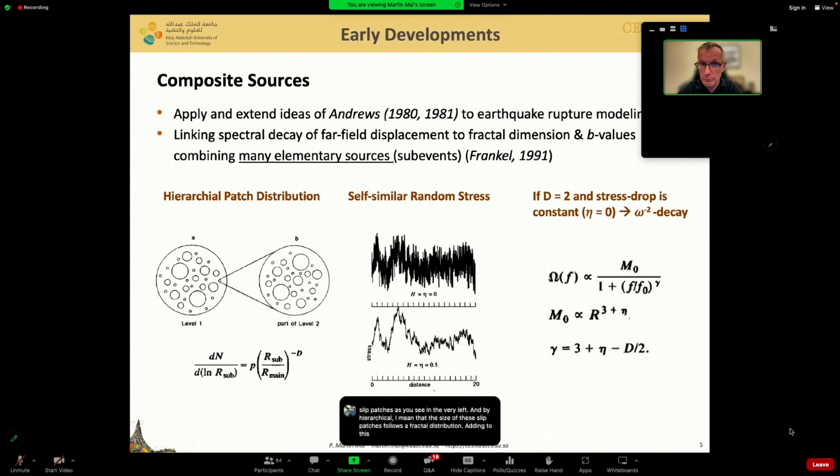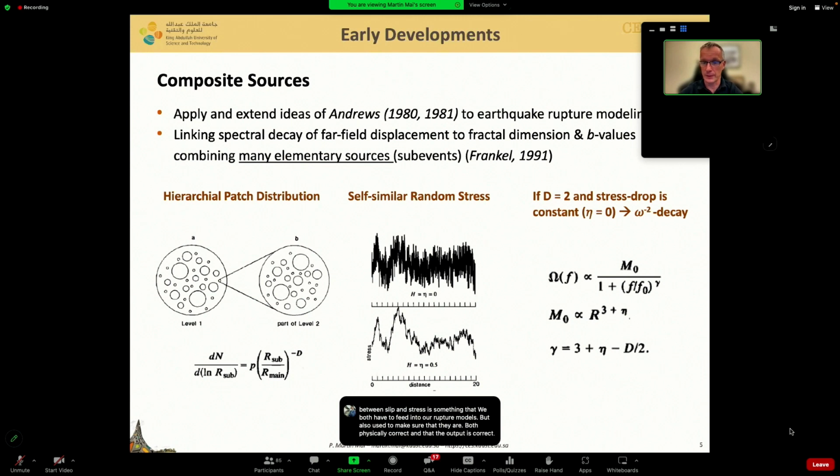Adding to this random, actually self-similar random stress with certain spectral properties, he showed that if the fractal dimension is 2 and the stress drop is constant, which is supported by many observations, that should lead to an omega-squared decay of the seismic wave field. And this information of omega-squared decay and the connection between slip and stress is something that we both have to feed into our rupture models, but also use to make sure that they are both physically correct and that the output is correct.